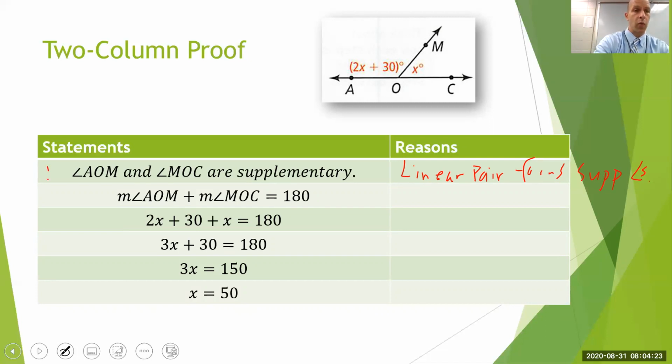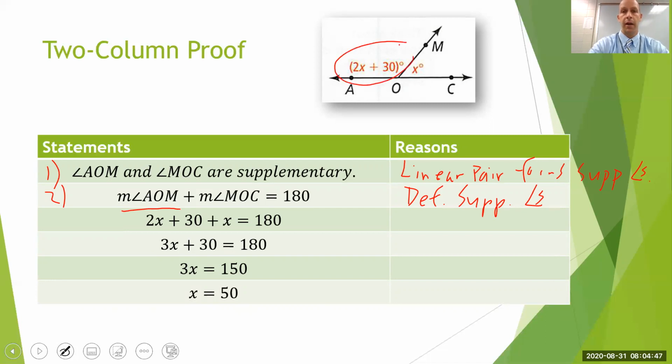Statement 2, so that was statement 1. Statement 2, why is the measure of angle AOM plus the measure of angle MOC 180? Well, because that's the definition of supplementary angles. Supplementary angles add up to 180 degrees. Now, the measure of angle AOM, that's this guy. What's its measure? It's 2x plus 30. And then angle MOC, what's its measure? Well, that's this. So that's just the substitution property of equality.